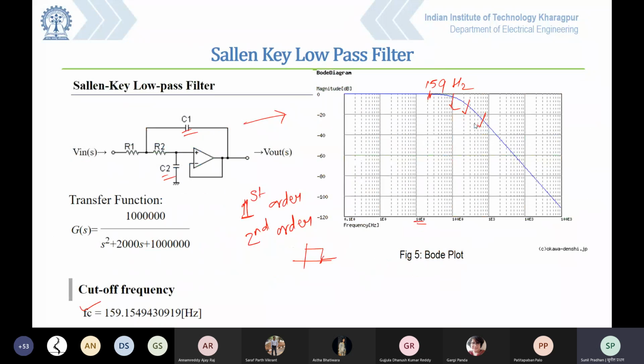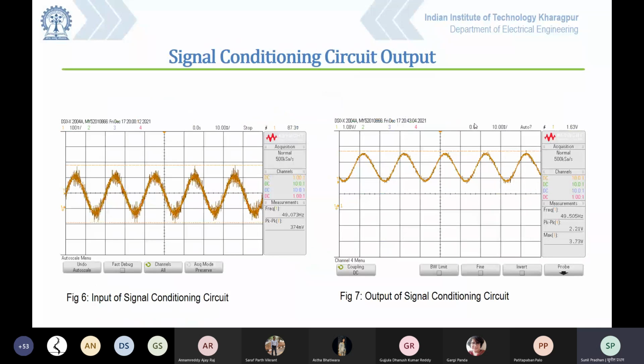Apart from the filter, we also have to implement a lot of things in that circuit. Now you can see that this was my current sensor output, having this much peak to peak voltage. After passing it through my signal conditioning circuit, you can see a very smooth waveform, and the peak to peak has been amplified.